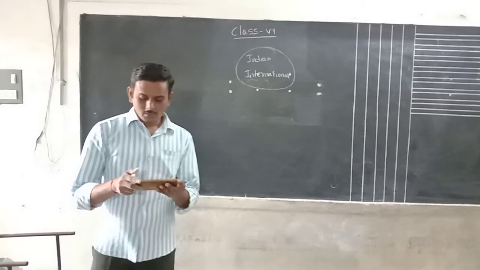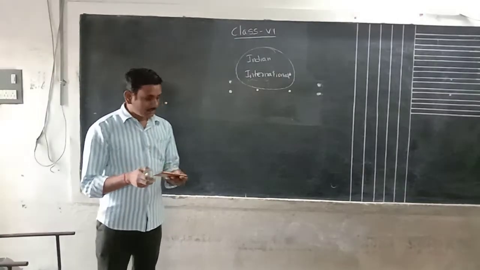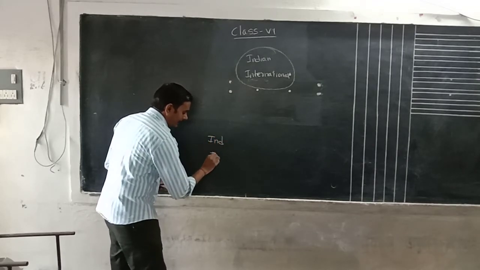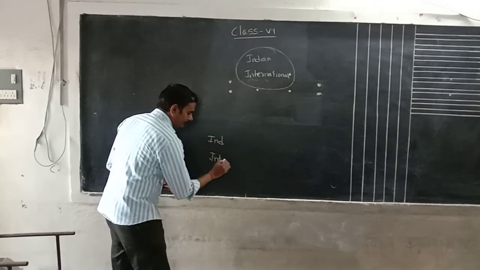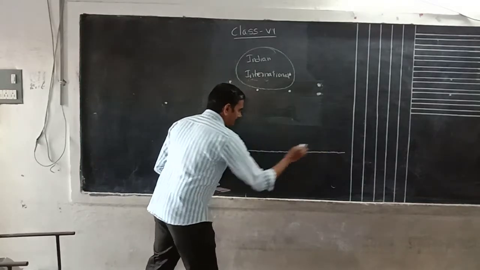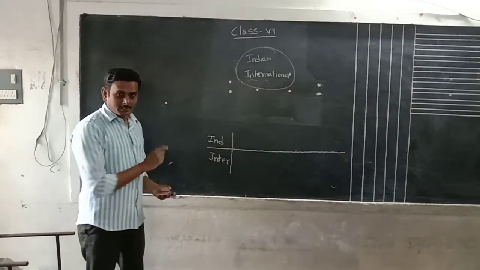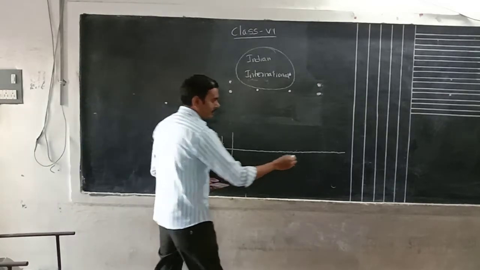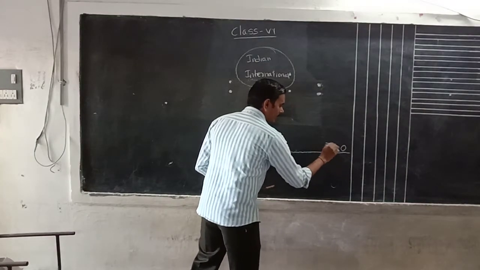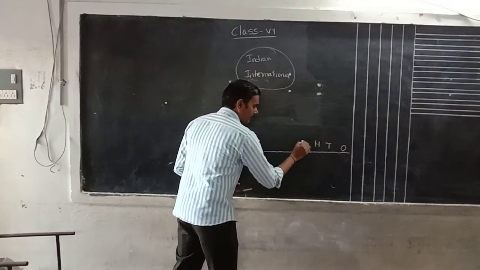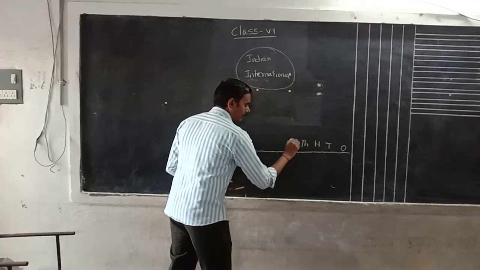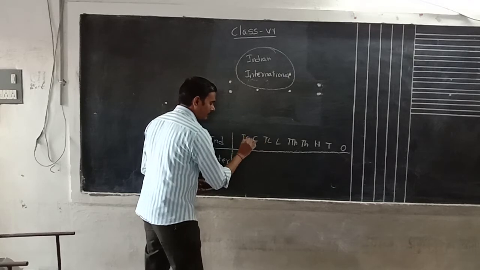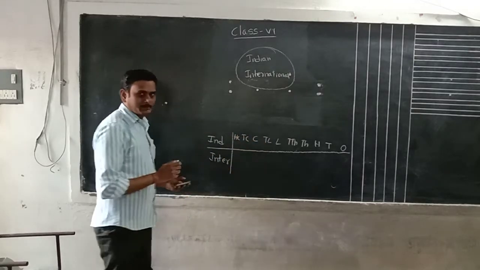What are the sums? See here. First we have to remember the Indian system, later the international system. For this question we have to remember place values, not groups. What are the place values here? Ones, tens, hundred, thousand, 10,000, lakh, 10 lakh, crore, 10 crore, 100 crore. These are the place values.